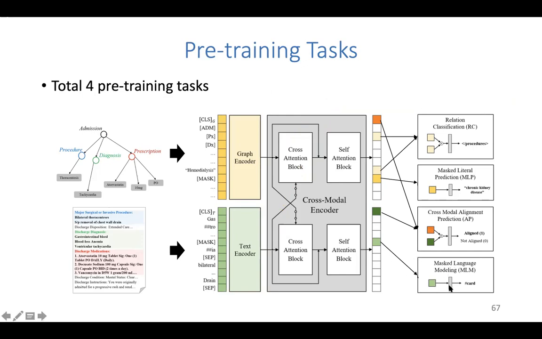We can use masked language modeling here. We randomly mask a certain portion and then try to reconstruct its identity. So there's masked language modeling for this part, and then there's a graph-text alignment loss in this part. There's a CLS embedding here and a CLS embedding here. You simply concatenate the two and then push them through a linear layer to see if they are aligned or not, if the graph and text are a matching pair or not.